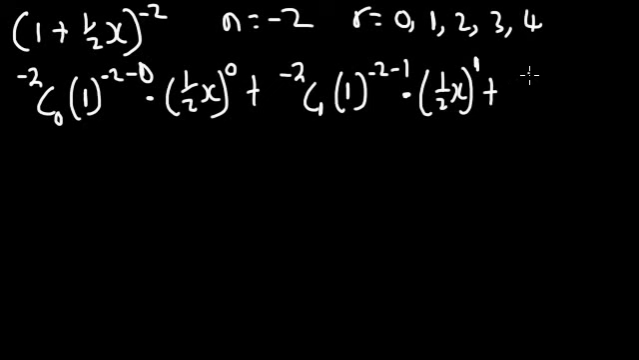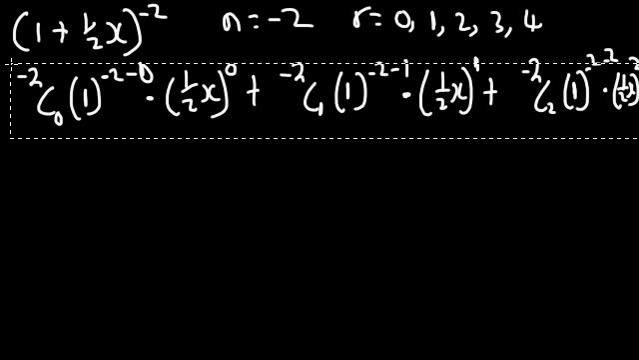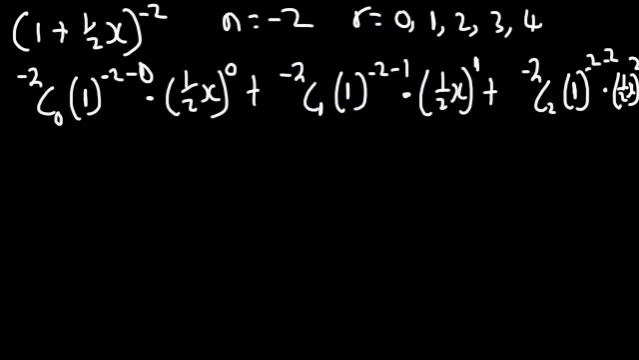Plus the third term, r is 2, we have minus 2 choose 2 multiplied by 1 raised to the power minus 2 minus 2, and finally multiplied by (1/(2x)) raised to the power 2. Okay, perfect. Let me try and shift it a little bit so you can see it properly. Let's just work with that.